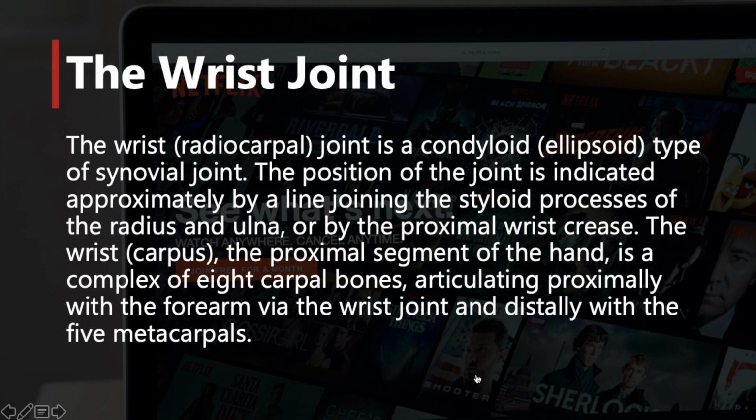The position of the joint is indicated approximately by a line joining the styloid process of the radius and ulna, or by the proximal wrist crease. The wrist, or the carpus, the proximal segment of the hand, is a complex of 8 carpal bones articulating proximally with the forearm by the wrist joint and distally with the 5 metacarpal joints.